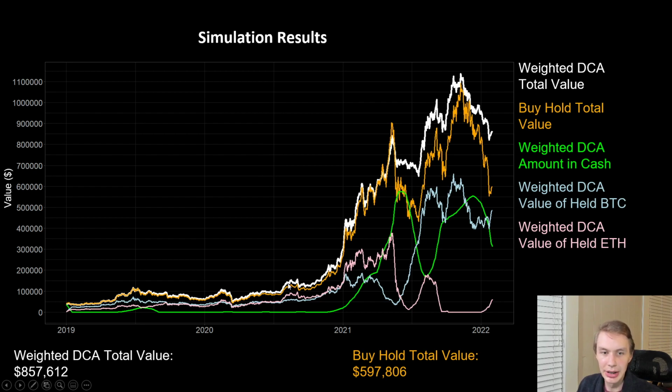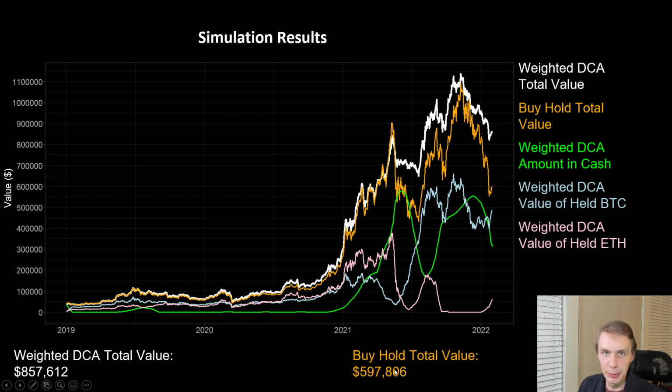That's why this strategy is so powerful. It's because it allows you to lock in profits as they're attained in a pump, and then reinvest those profits at low risk points in the market again, so that you can then ride those profits up again, lock them in again, reinvest them, and so on and so forth. So you can see that at the end here, the weighted DCA person has a total value of about $860,000, a little less, $857,000, compared to about $600,000 for the buy and hold.